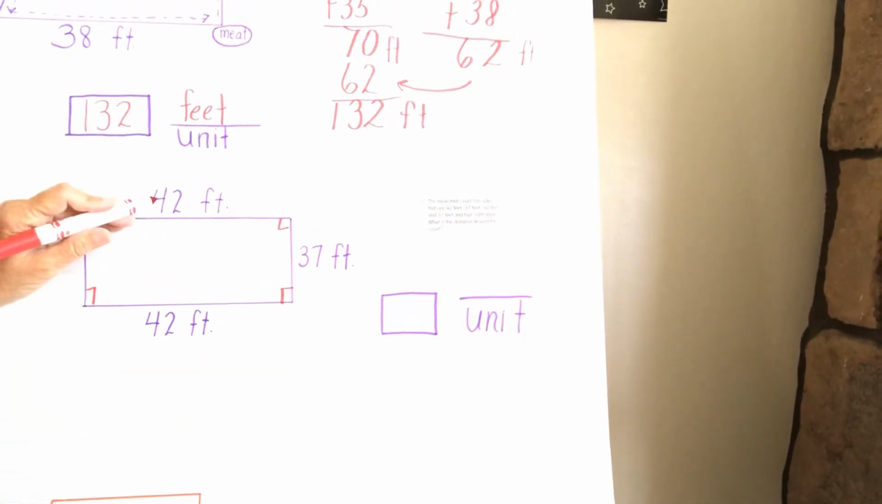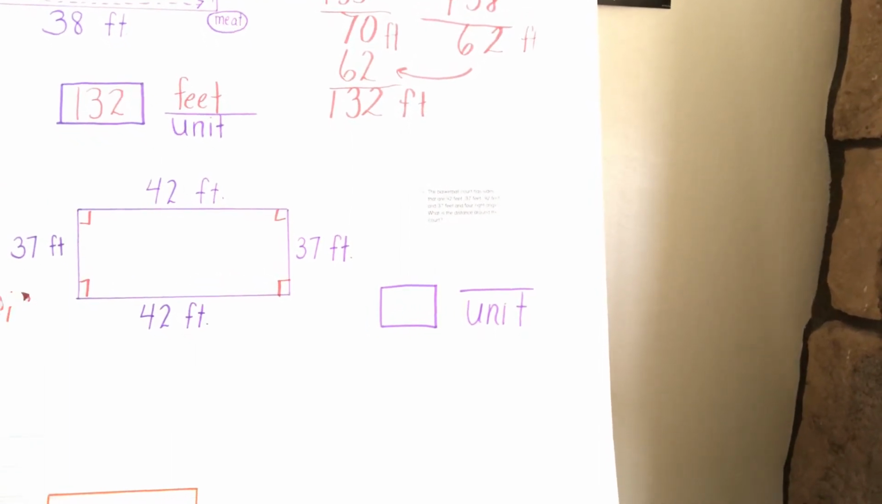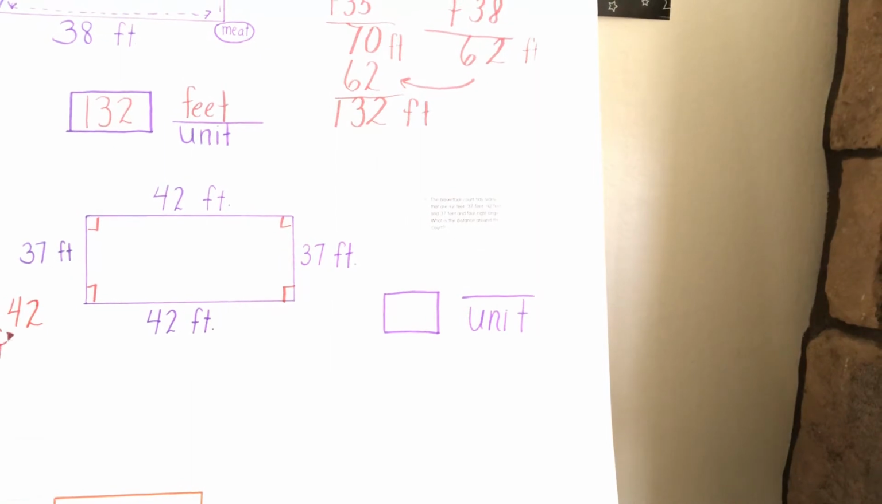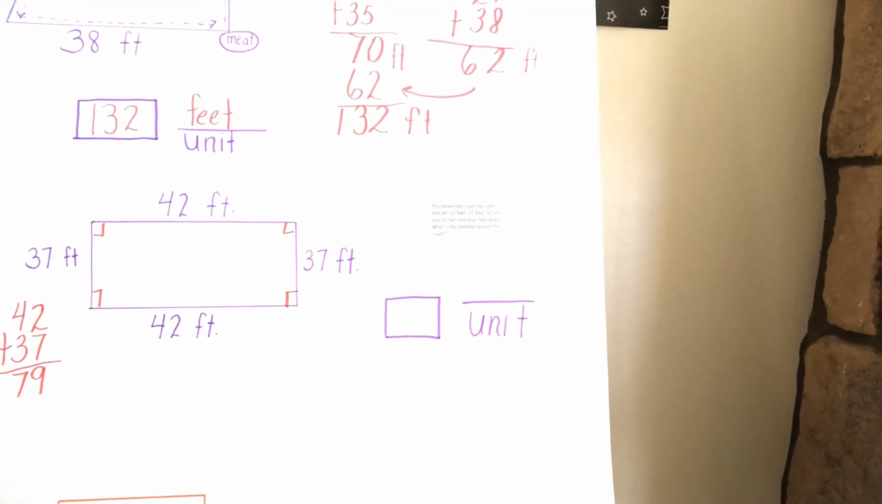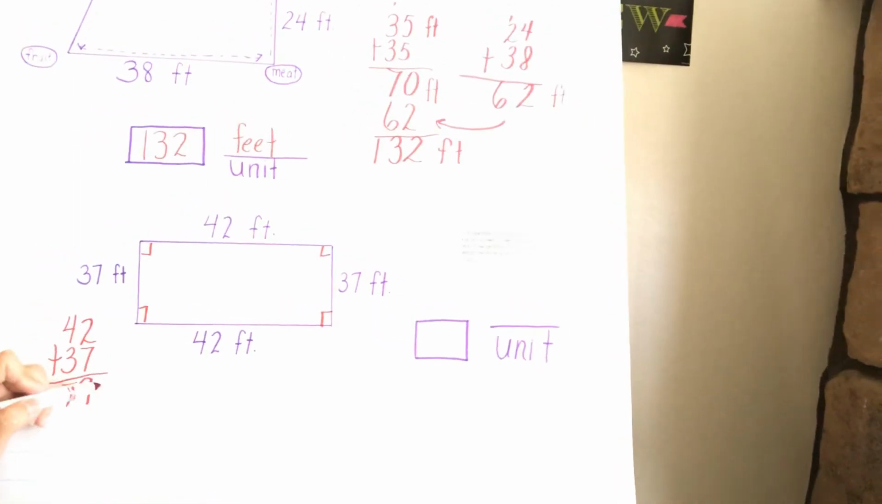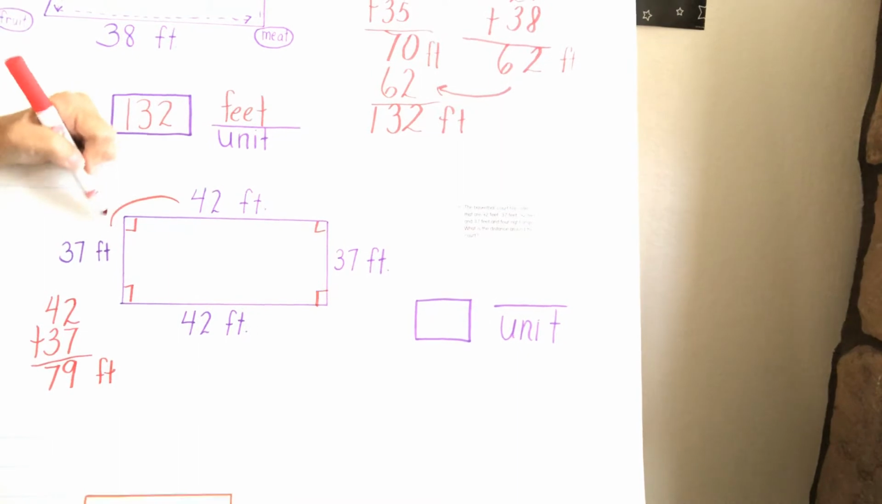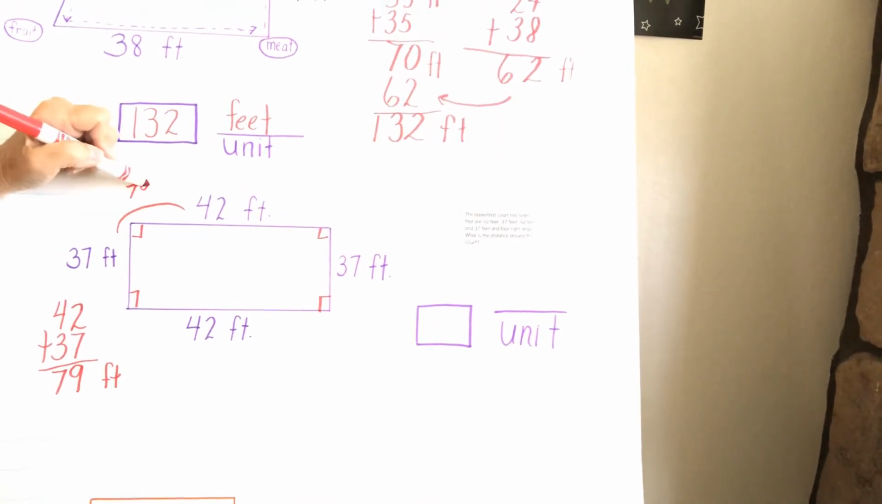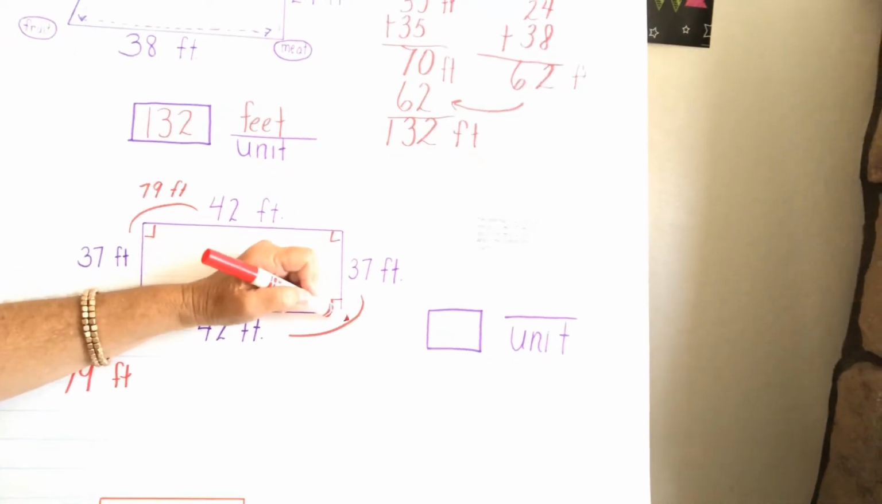So I'm going to add 42 plus 37, and I get 79 feet. Now I know that if this is 79 feet, then this is 79 feet.